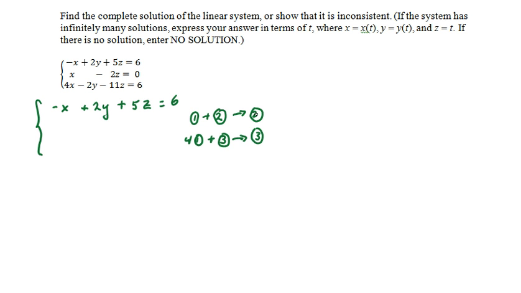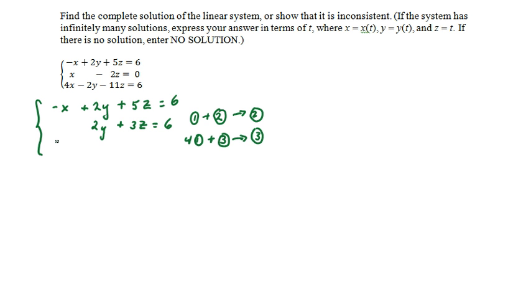So in this case, the opposite of x plus x, the x will disappear in the second equation. 2y plus 0y is 2y. 5z plus negative 2z is 3z. And 6 plus 0 is 6.